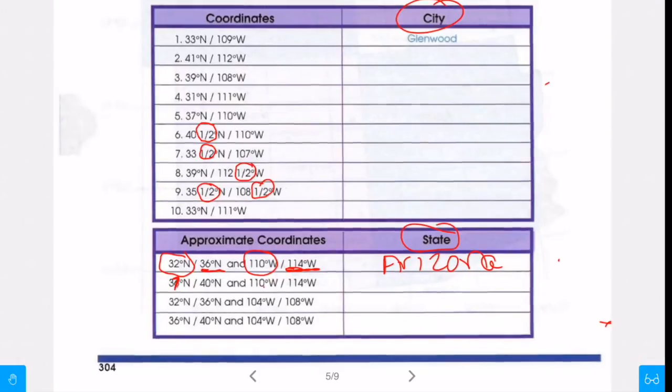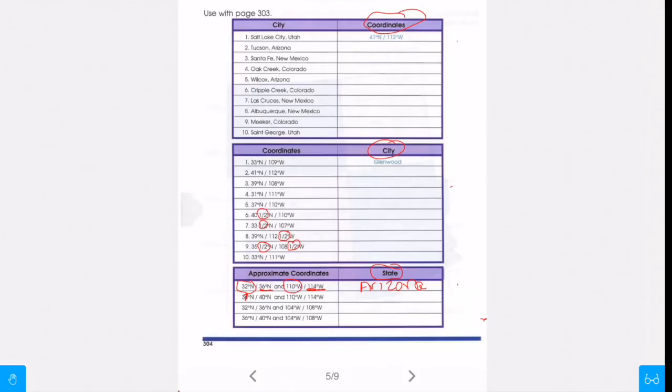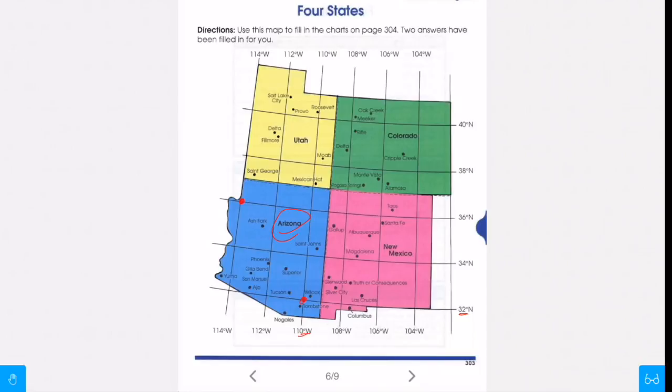So for the next part, we're going to practice finding city. They've already done Glenwood for us, so we're just going to look at the second one. The second one is 41 north, 112 west. So when I look at my map, I'm looking for 41 north, 112 west. So here is 40. And if you see, it's 38 and 40, so that means in the middle there would be 39. So 41 has to be north of this line.